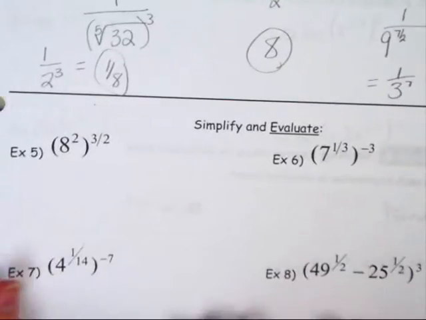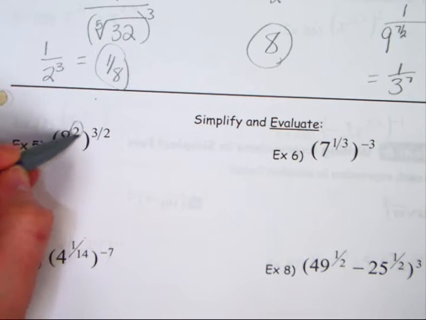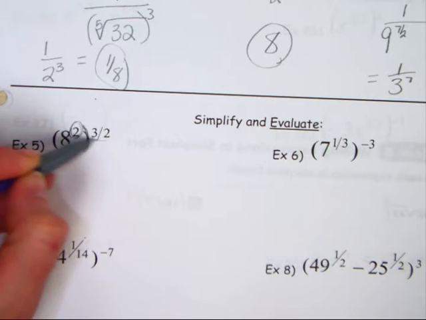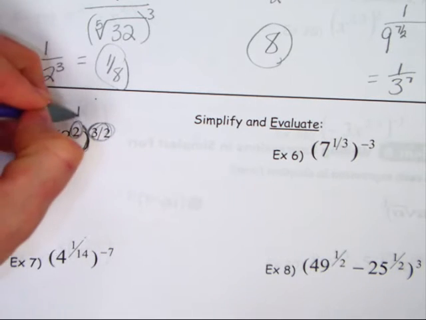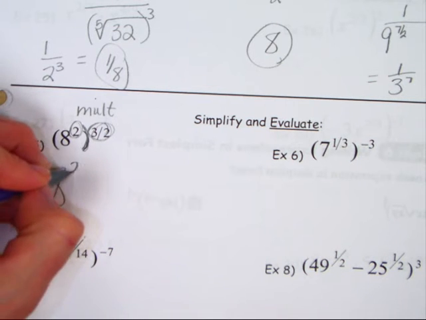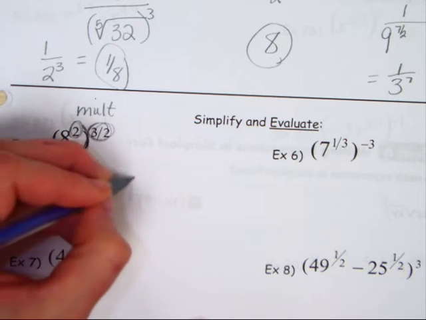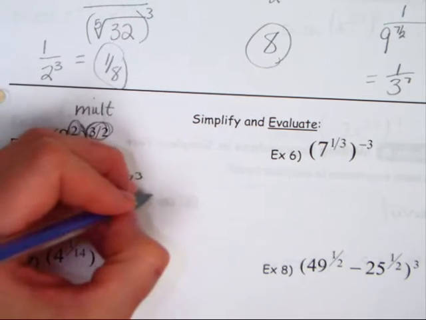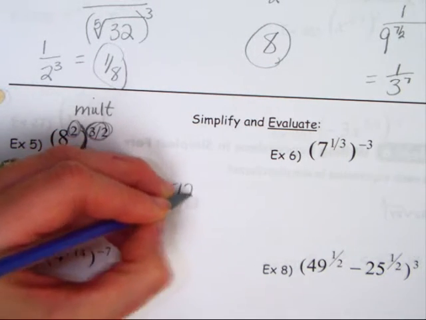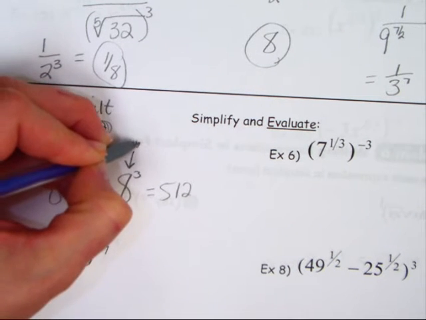Example 5. When you have exponents on the inside with a parenthesis and then an exponent on the outside, you're going to multiply. So this becomes 8 squared times 3 over 2. This becomes 8 to the 3rd, which ends up being 512. I must see this step.